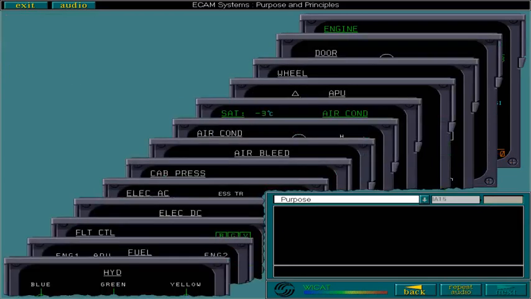There are 13 possible system pages that are available with the ECAM. In normal mode, only 5 of these will be automatically displayed. More details of the system pages will be given in the following lessons.